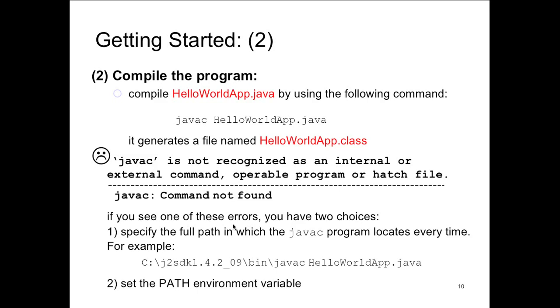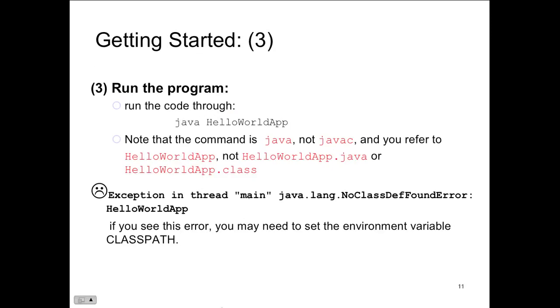So, if you see one of these errors, you have two choices. You could specify the path for this file, and I don't recommend this. This can be very long, maybe five lines long, in the program files /java blah blah blah. Or you can set the path environment variable, and the video will show you how to do that.